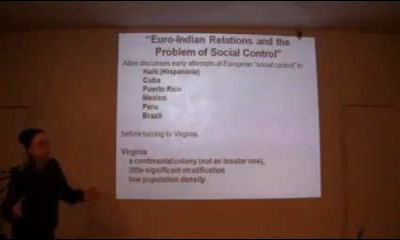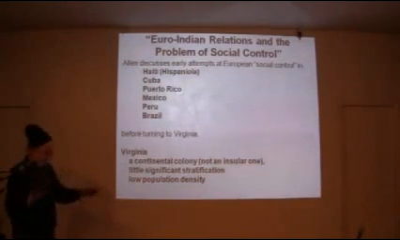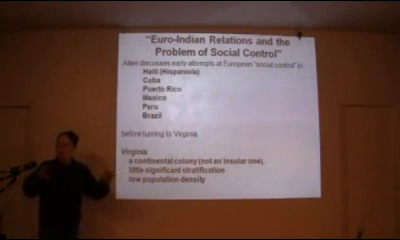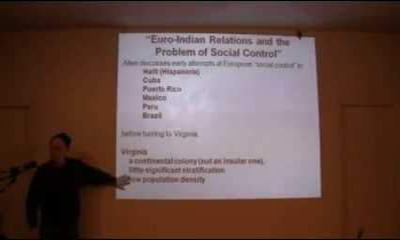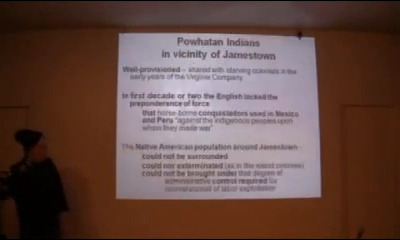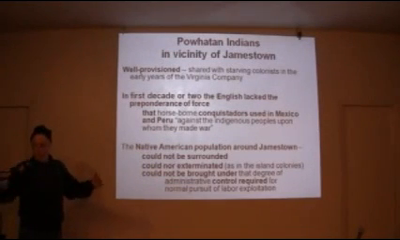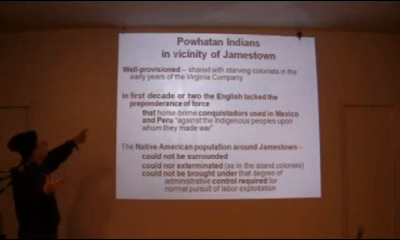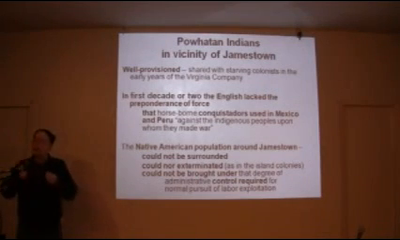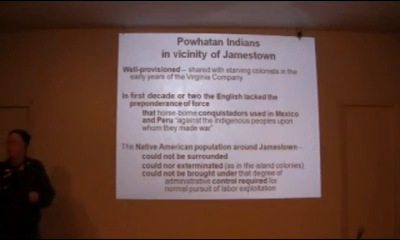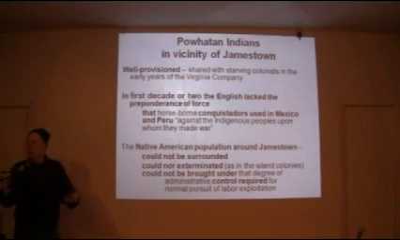The Native Americans living there are the Powhatan, right? And they're not a very stratified society, and it's a low population density. This is not going to serve the labor needs of the English, right? But the Powhatan were well provisioned, and for the first decade or two, they actually had the preponderance of force in terms of the Virginia colony.